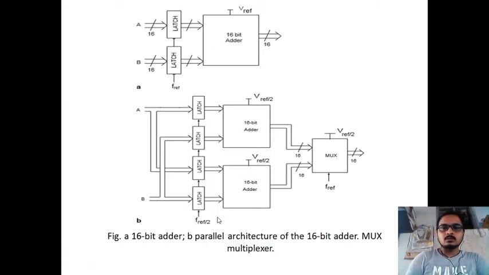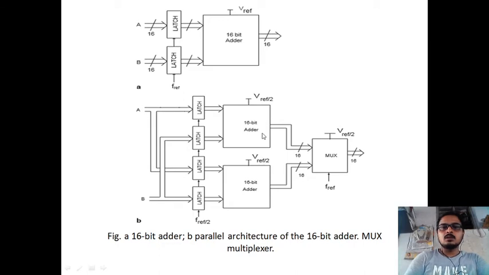That is 2.2. And also see here, the voltage reference is divided by 2, and the voltage reference is nothing but the supply voltage. Supply voltage is divided by 2. When supply voltage is divided by 2, at that time the frequency is also divided by 2. Okay, this is the parallel architecture.